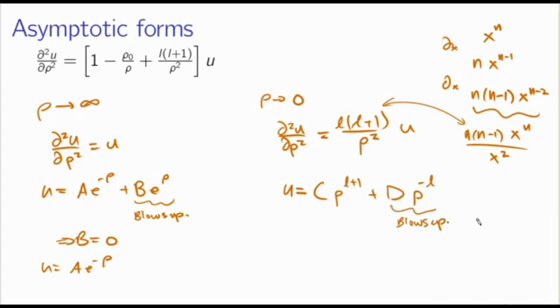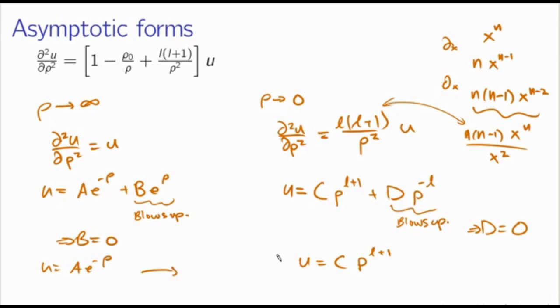That means that d is going to be equal to 0 in our solution, and our general solution then is just going to be c rho to the L plus 1. So those are the sorts of asymptotic forms that we expect to get.